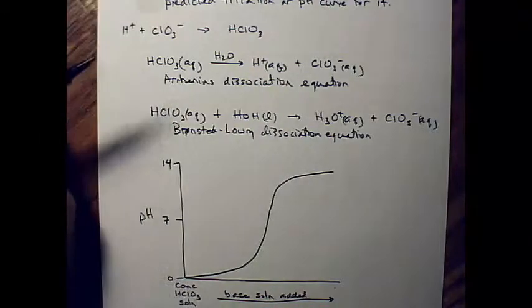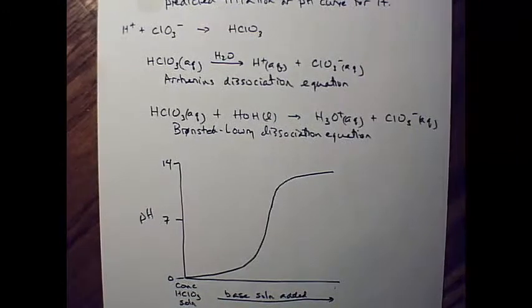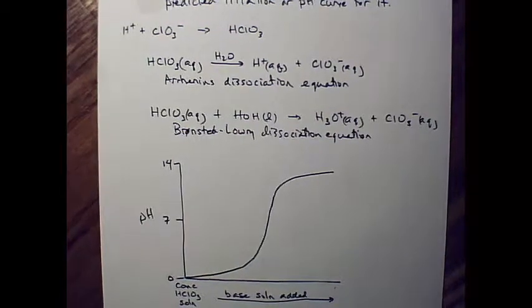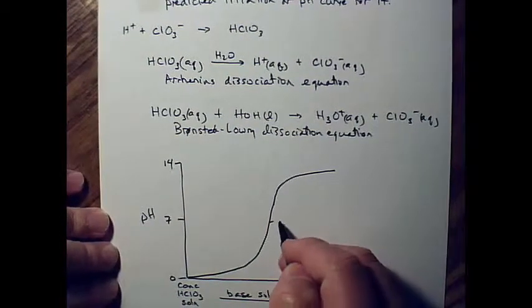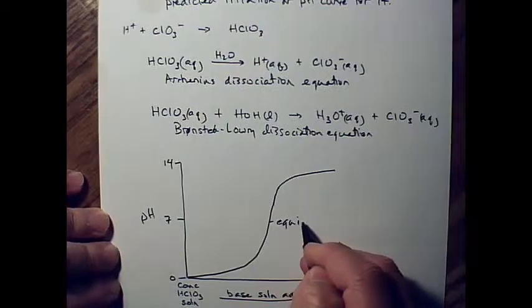So let's go back and look at the general form for all these equations. Yeah, you probably should label the equivalence point being right here. For strong monoprotic acids, it'd be right here.